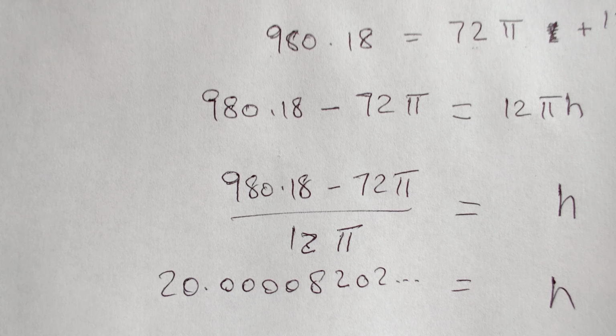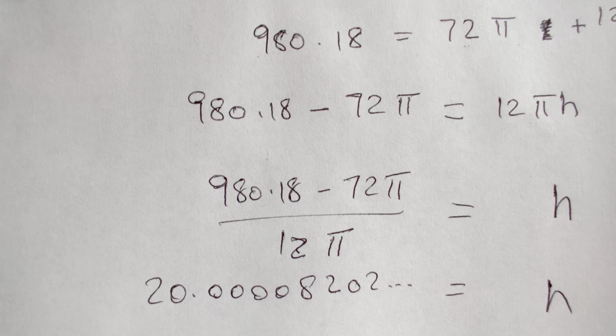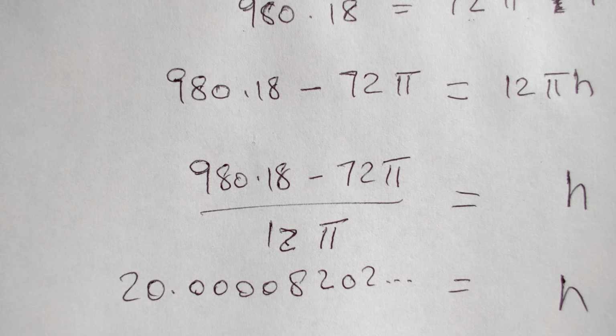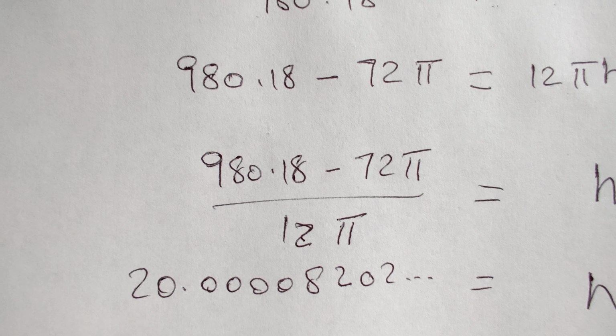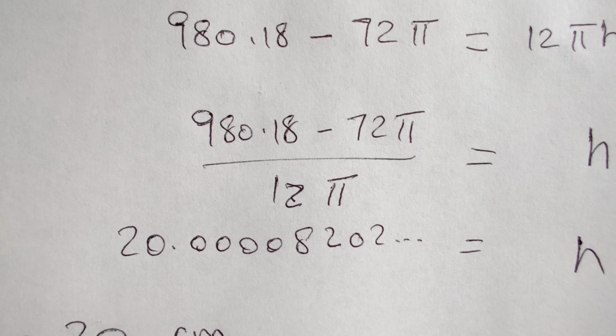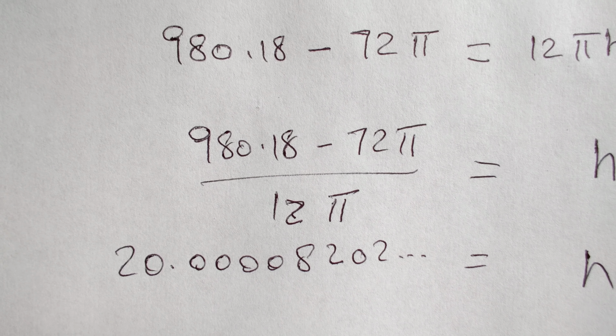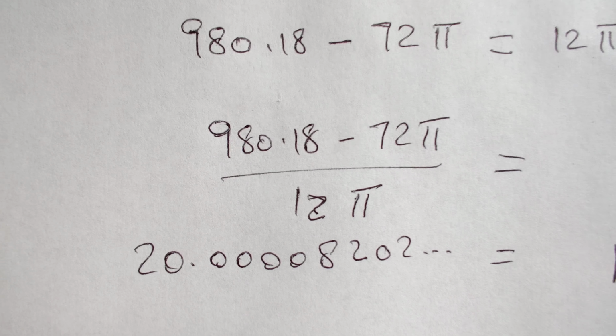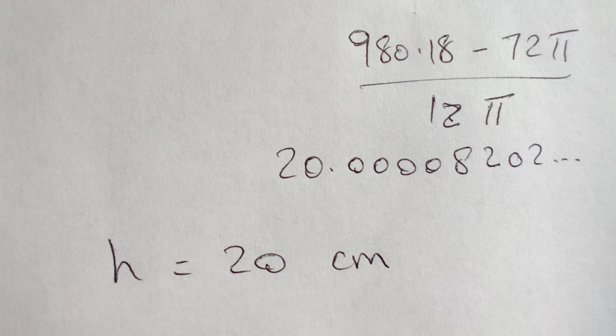Okay, so on the calculator, we get 20.00008202. Don't round it just yet because we're still doing our working out, but our final answer we round just to 20, which will be fine. So h equals 20 centimeters.